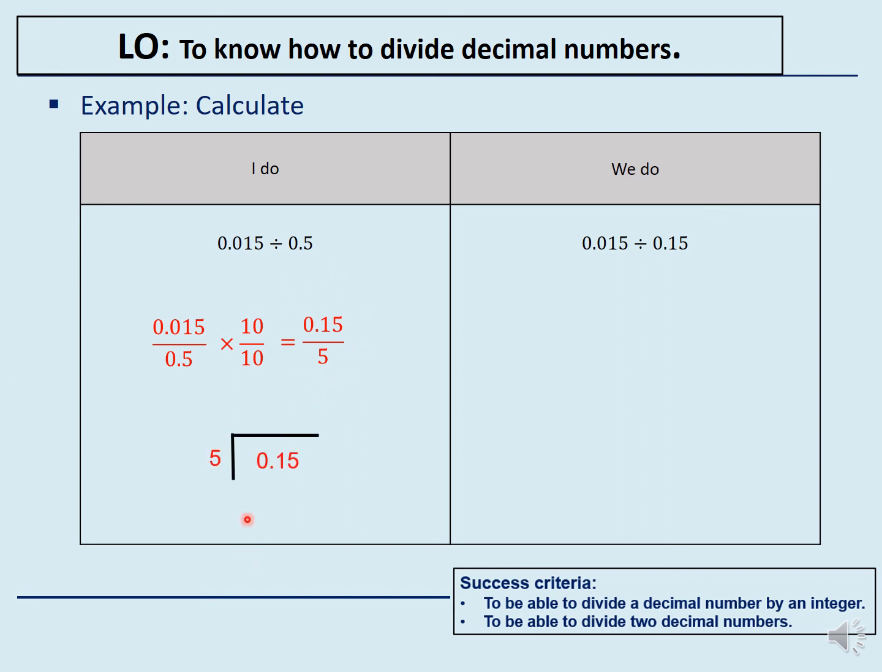So 0.15 divided by 5. How many times does 5 go into 0? 0. I got to the decimal point. I leave the decimal point on my answer. How many times does 5 go into 1? 0. 1 left over. How many times does 5 go into 15? 3 and no leftover. So the last answer is 0.03. Pause the video and have a go with this video question, please.